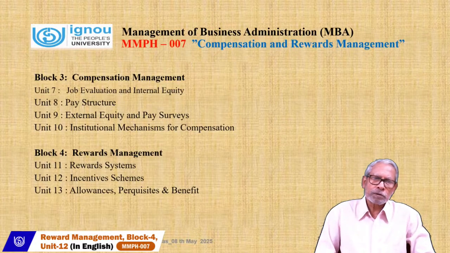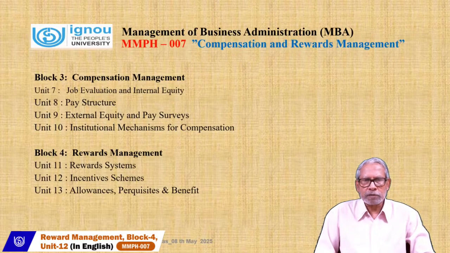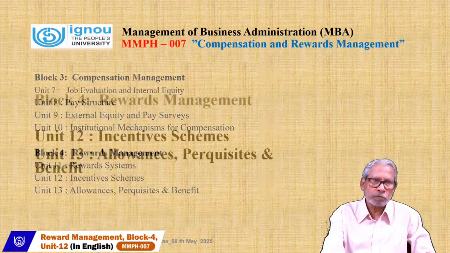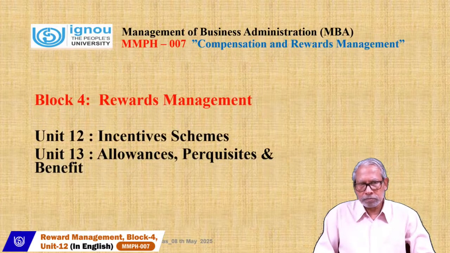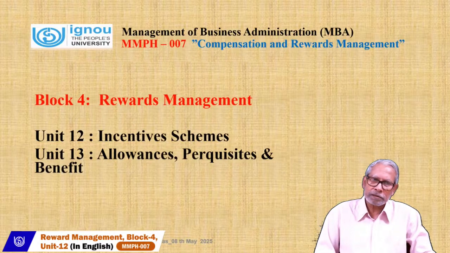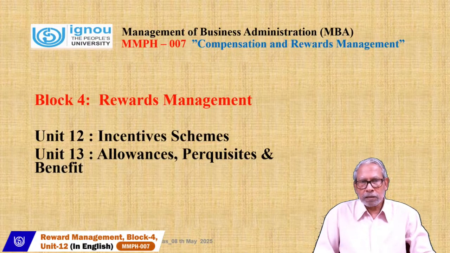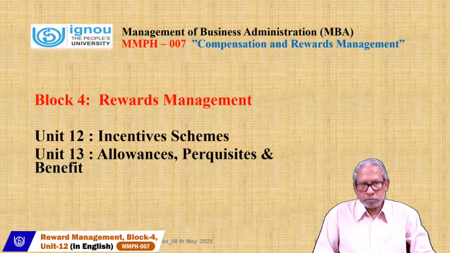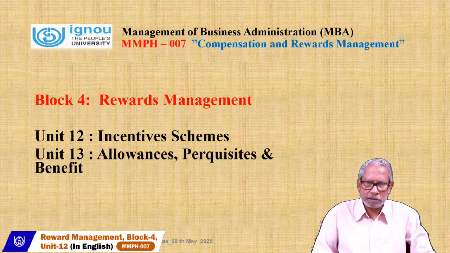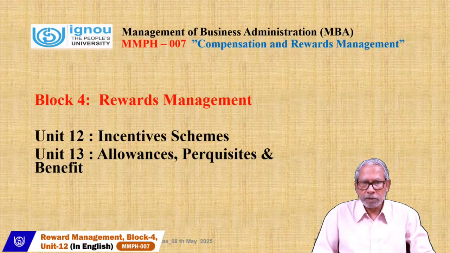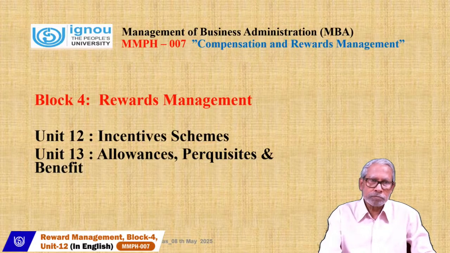Unit 12 is the incentive schemes, and Unit 13 is allowances, perquisites, and benefits. There you have to see the details: what types of schemes are there in organizations, what bonus is, what the Indian Acts say, and the types. And in Unit 13, there are the allowances, perquisites, what the benefits are, and why they are required. That part we have to see.